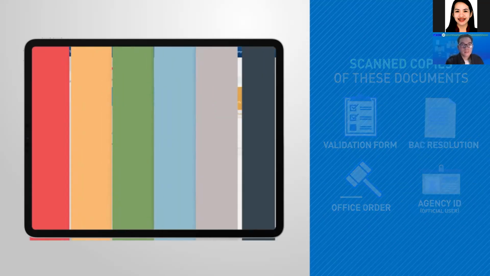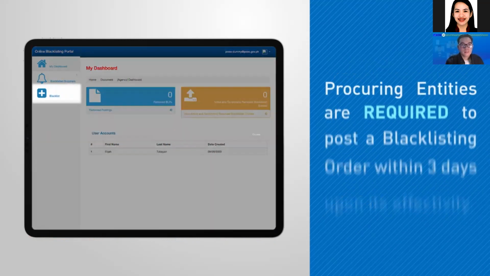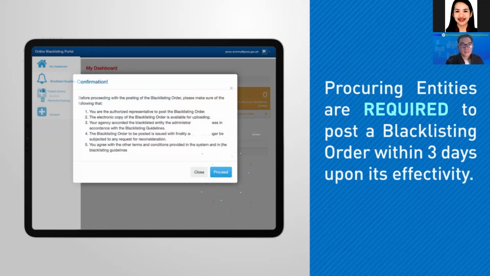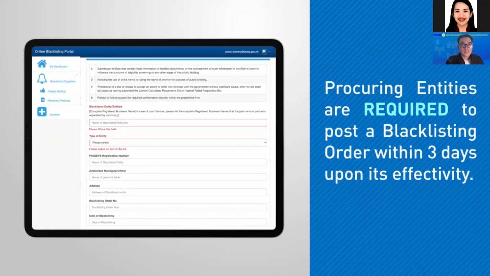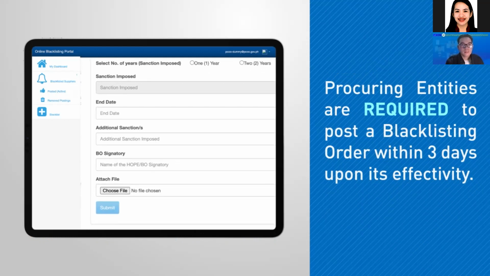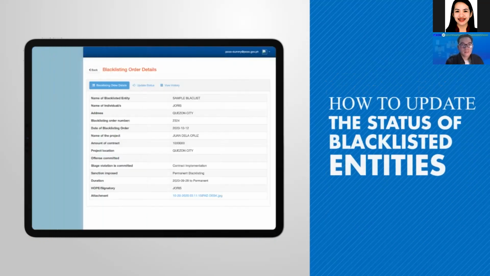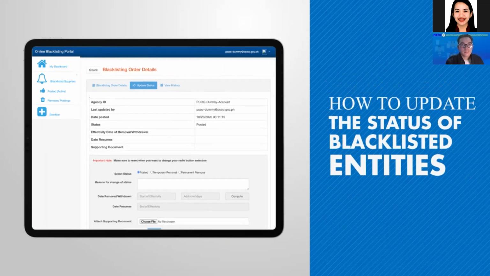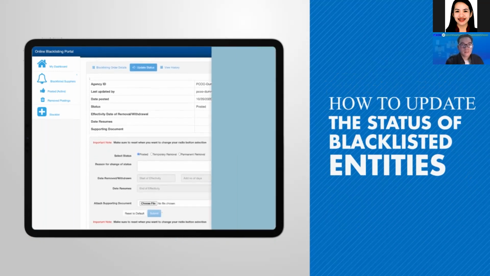Within 3 days from the effectivity date of the BO, PEs should be able to post the BO by filling out the form in the OBP and uploading the copy of the approved BO. You can simply click on the Update Status tab from the Blacklisting Order Details screen.